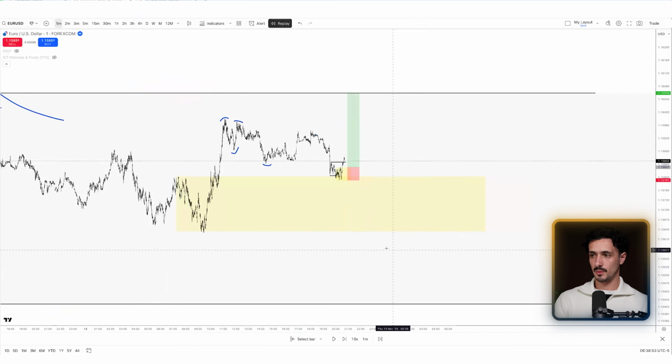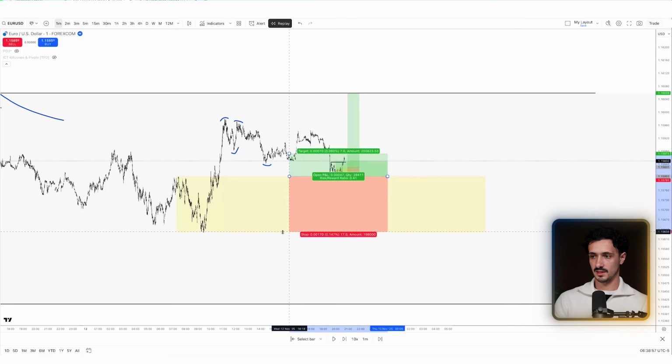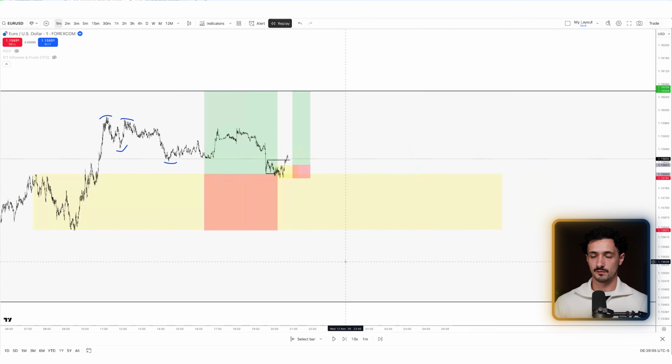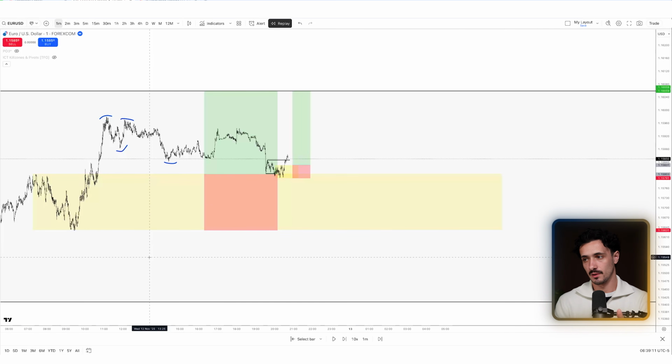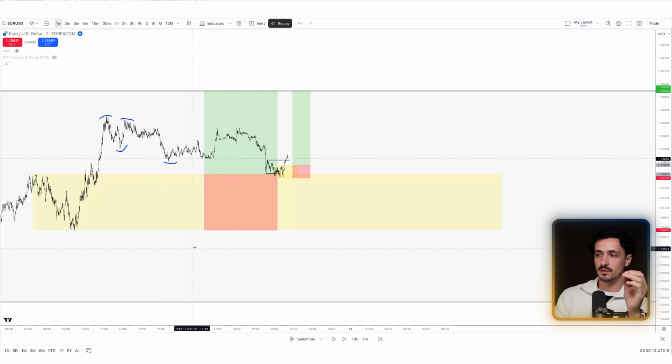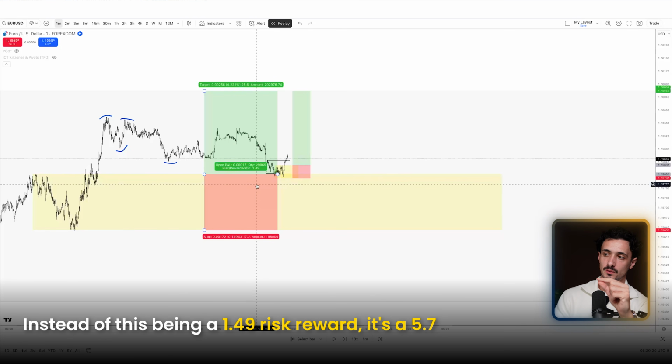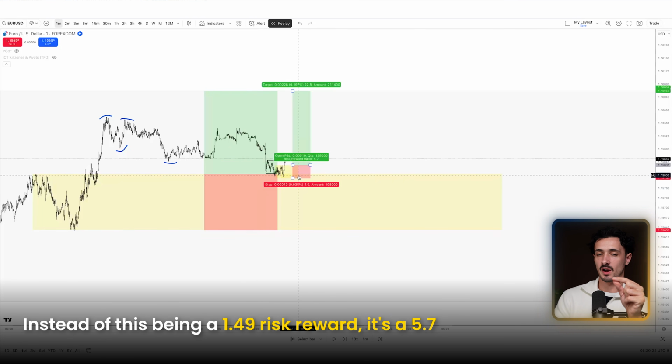Same concept, but instead of us trying to trade this large thing here, we are basically just waiting for more confirmation, and we're just zooming in. Instead of using this large area, we're finding the exact moment, like a sniper, the exact moment that things start to shift and that price starts heading toward this high in here. And so instead of this being a 1.49 risk reward, it's a 5.7.